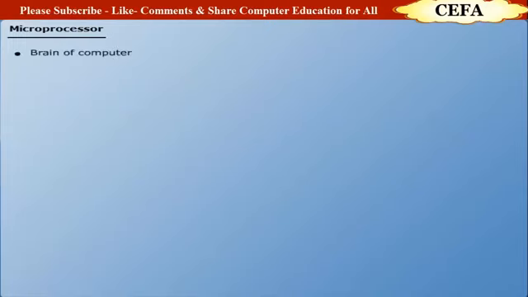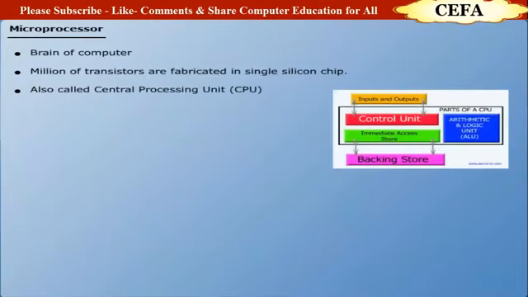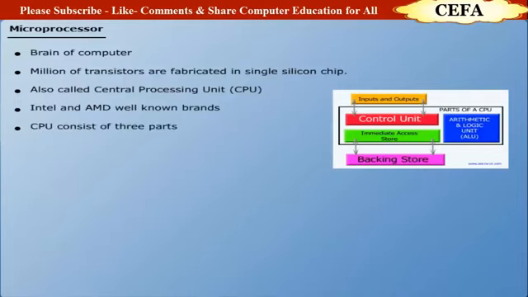Microprocessors. Microprocessor is also called the brain of the computer. Microprocessor is normally in the form of a silicon chip containing millions of transistors fabricated on it and is called CPU, Central Processing Unit. Intel and AMD are well-known brands of microprocessors.